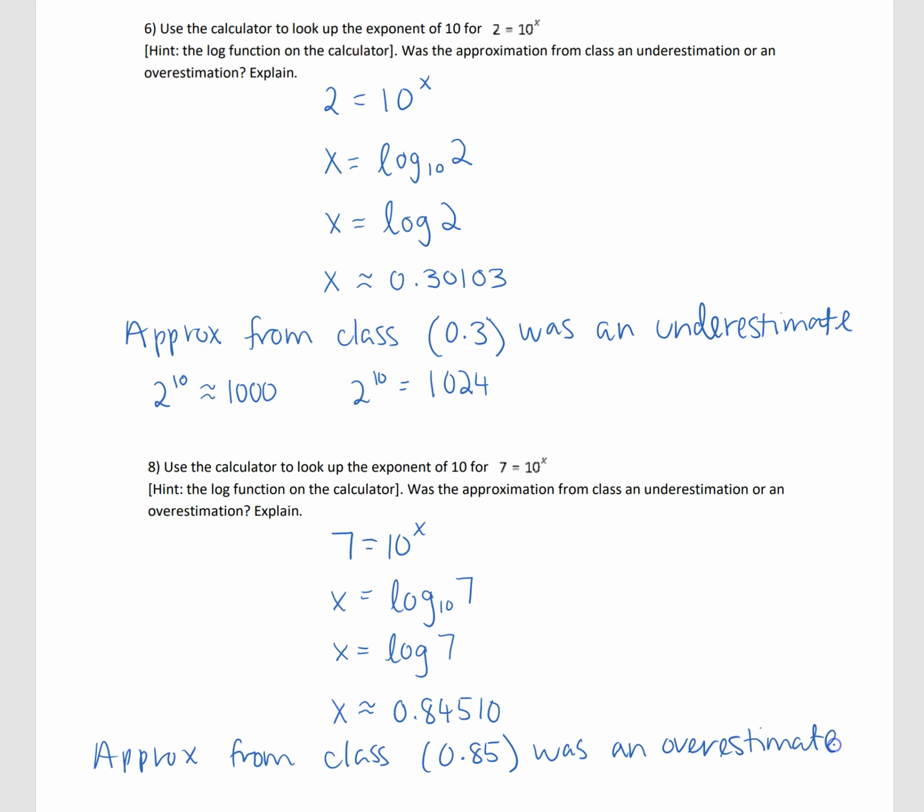So why is it an overestimate in this case? That's because when we estimated this number 0.85, we said that that's because 7 squared is about equal to 50. 7 squared is actually 49. So since our estimate 50 is bigger than the actual number 49, our approximation is an overestimate. Okay, so those are the answers to questions 6 and 8 of the homework.